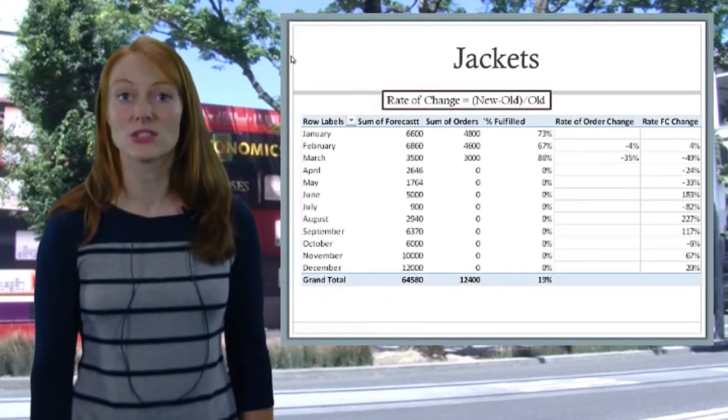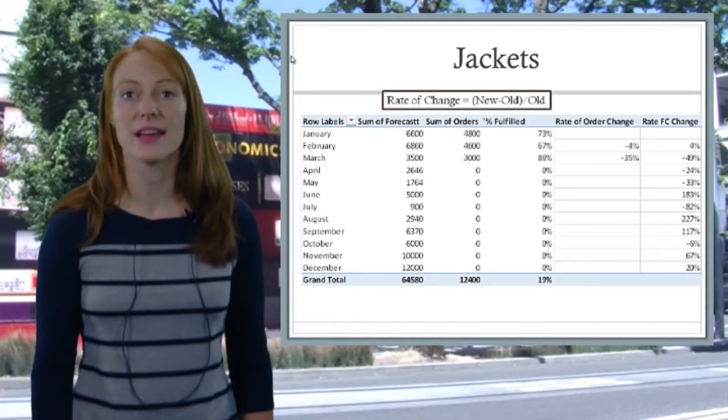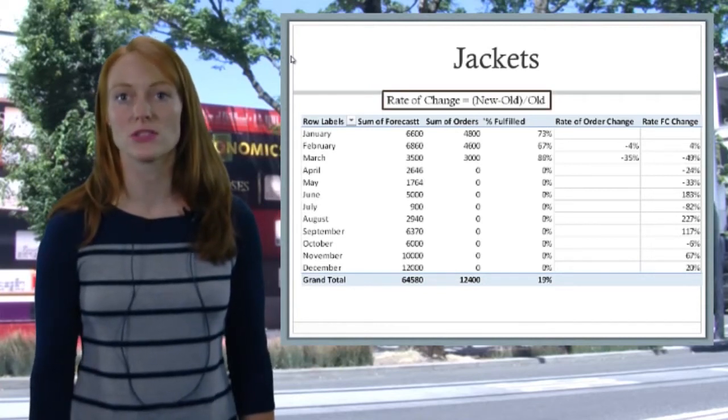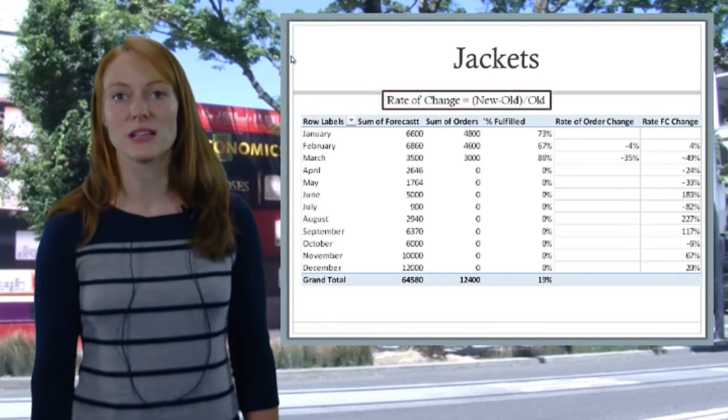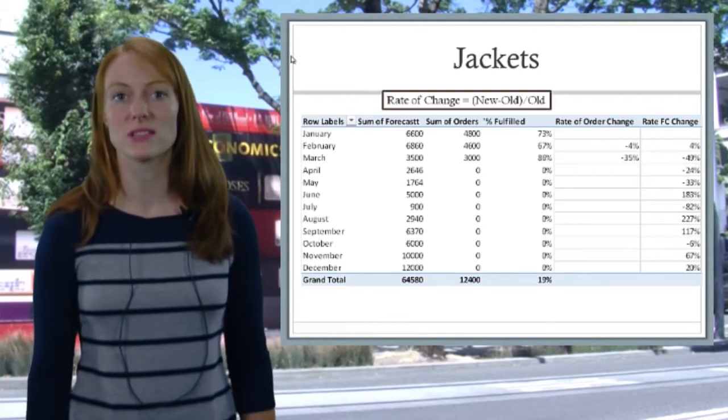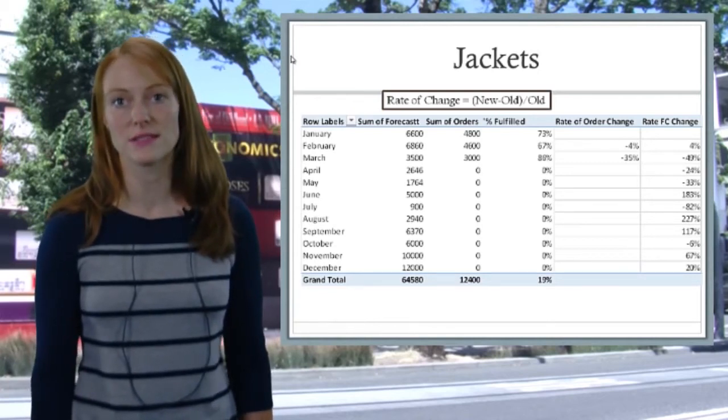Another thing I want to look at, just on my end as a planner, is how I had anticipated the orders to decrease. So I'm going to look at the rate of forecast change, which is based off my original plans for the season.